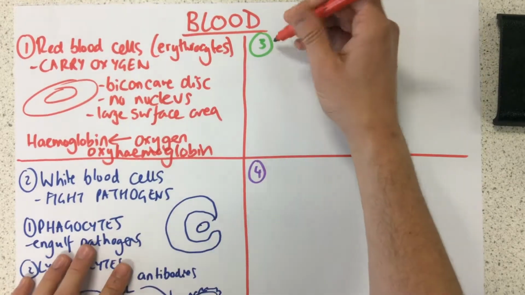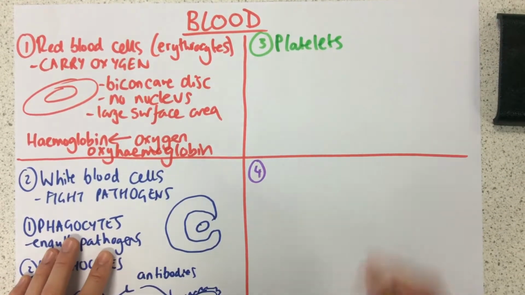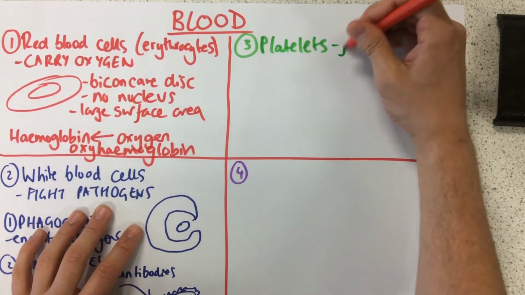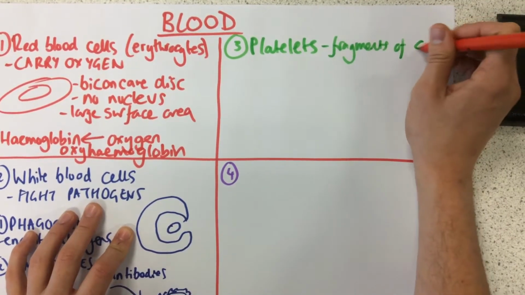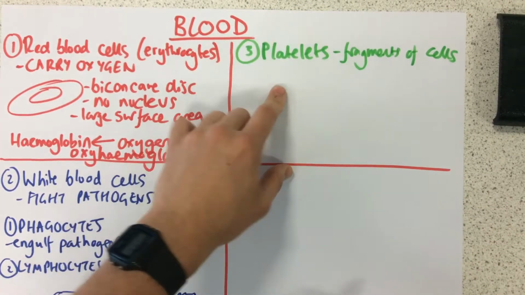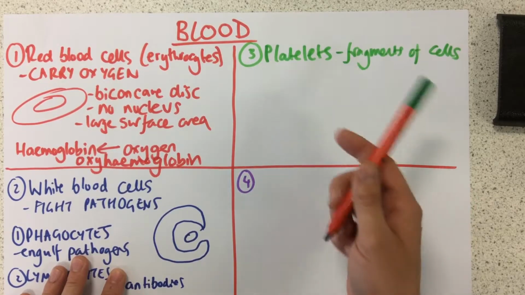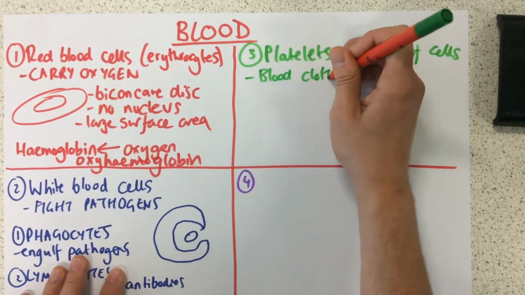Okay, next up, we have these little things called platelets that travel around in the blood. Platelets are little fragments of cells that have no nucleus, just parts of cells that can help to clot the blood. So they're involved in blood clots. Now, these are really important.